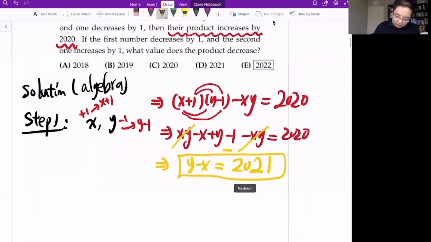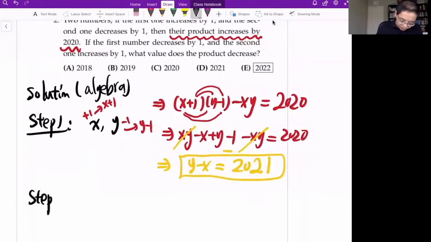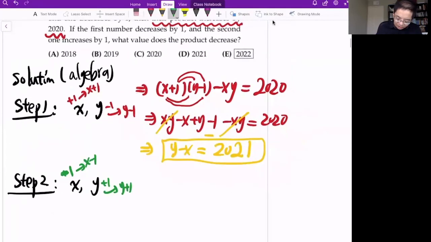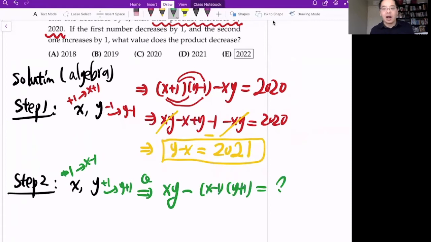Now, what do we want? So step 2 is we switch the decrease and increase. This time x is decreased by 1, so it's x minus 1, and y is increased by 1, so we get y plus 1. This time we expect the product to decrease. So the question is, how much is it decreased? So xy minus x minus 1 times y plus 1 equals how much?